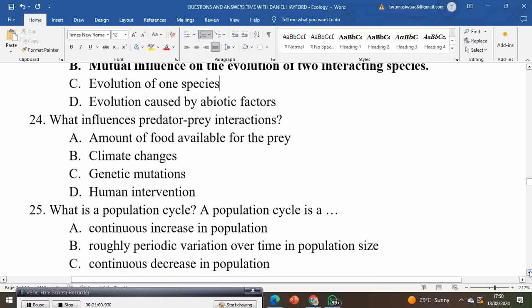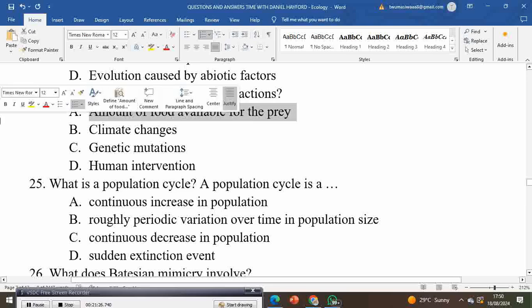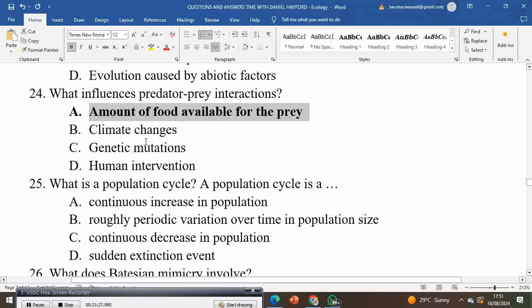Now, question number 24. And if we like, we can add the 25. What influences predator-prey interactions? In other words, which of the following influences predator-prey interactions? A, amount of food available for the prey, B, climate changes, C, genetic mutations, D, human intervention. Our best option should be A, amount of food available for the prey.